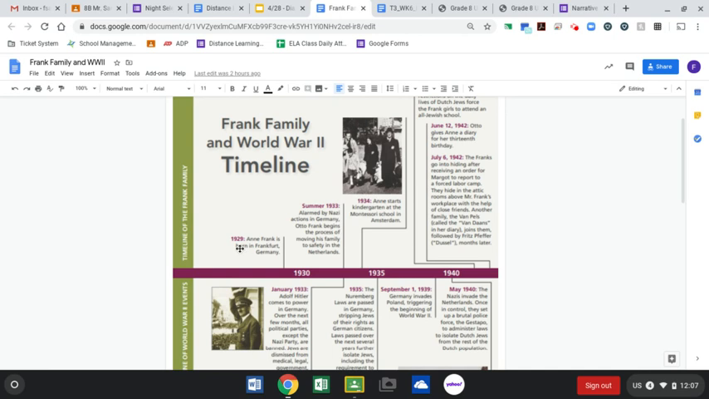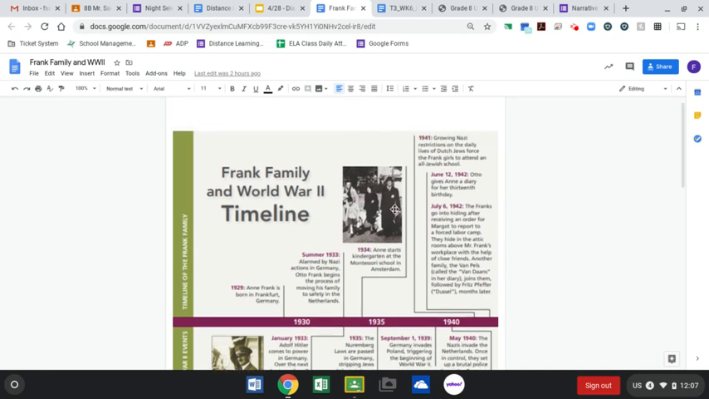Here we see in 1929 that Anne Frank was born. In 1934, Anne starts kindergarten. And here in the beginning of the 1940s, we see all of the growing Nazi restrictions, Otto giving Anne her diary, and the Franks going into hiding.